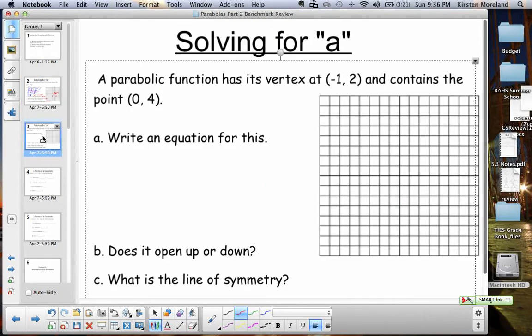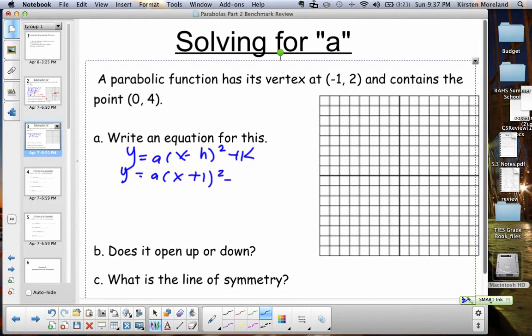All right, so I want you to pause the video and try this one on your own. Same idea. So first step, right, y = a(x - h)^2 + k. That's vertex form. I'm going to plug in what I know. I know the vertex is at (-1, 2), so that means it really went left 1 and up 2. I know the other point is (0, 4), so I'm going to replace y with 4, and x with 0.